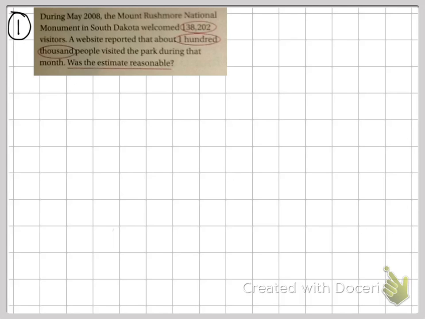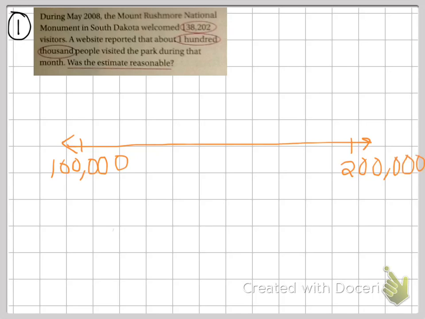Since it's telling us that they rounded to 100,000, we are going to make a number line and count by 100,000s. So we have 100,000. The next 100,000 would be 200,000. And no need to continue with that because our number is 138,000. So we know it's going to be in between 100,000 and 200,000. So let's place 138,202 on the number line. But before we do that, let's figure out what the halfway point is between 100,000 and 200,000 to make our lives a little bit easier.